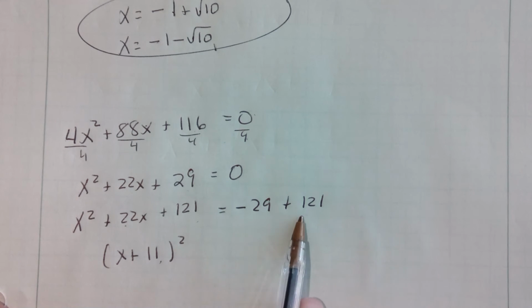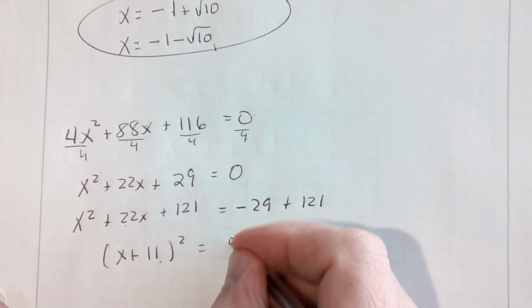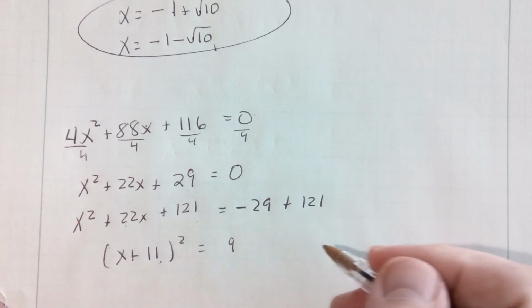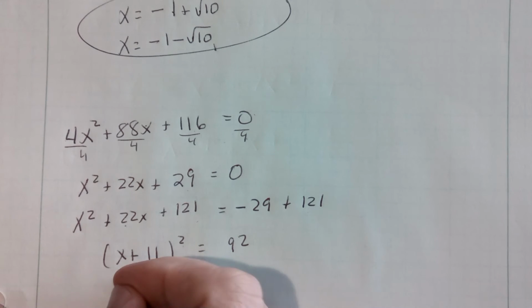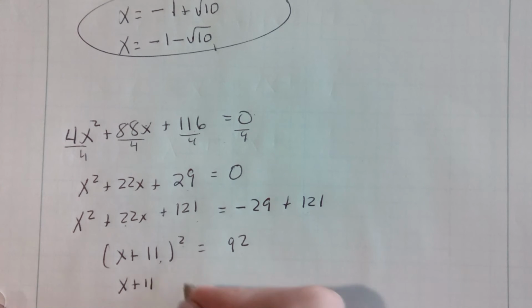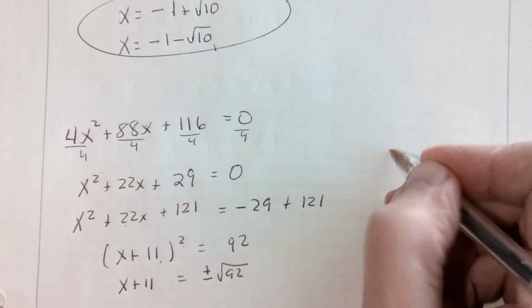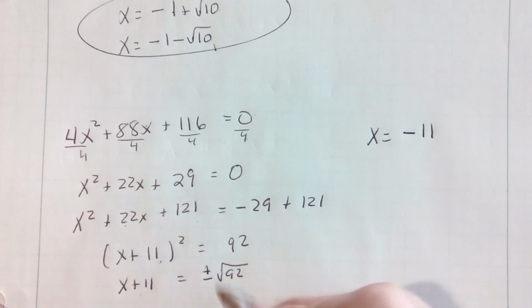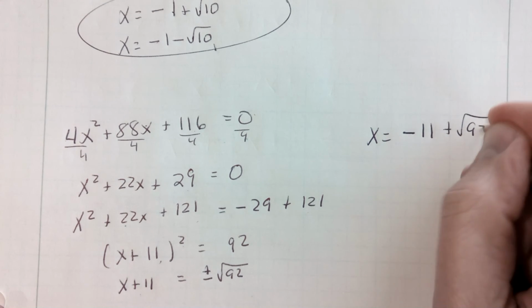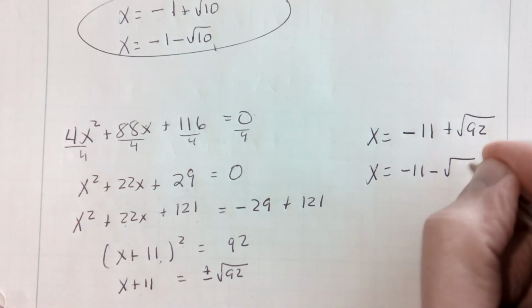So now what's 121 minus 29? Well, it's going to be 92. Now I have a squared term equaling a constant. I can square root both sides. x plus 11 equals plus or minus the square root of 92. So x equals minus 11 plus the square root of 92, or x equals minus 11 minus the square root of 92.